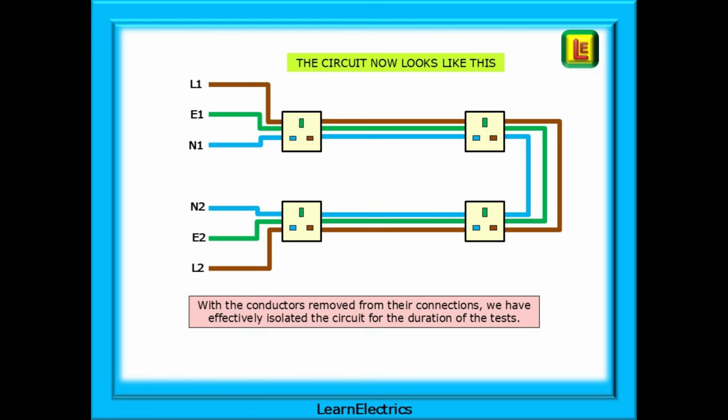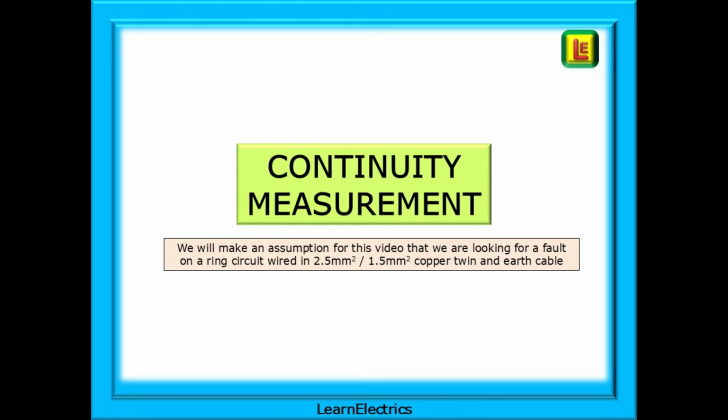With the 6 conductors removed from their connections, we have effectively isolated the circuit for the duration of the tests, and we can now be confident that any wiring tests will be done in isolation from the rest of the installation. We know the wiring is dead. We should begin by proving continuity. Without knowing that the conductors are continuous, any other tests that we make may be invalid.